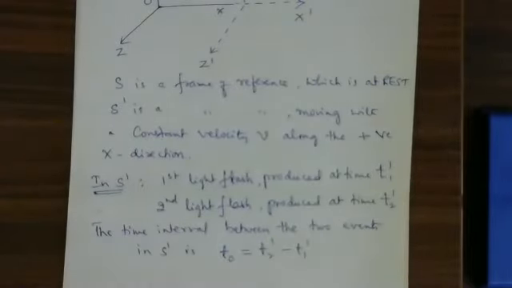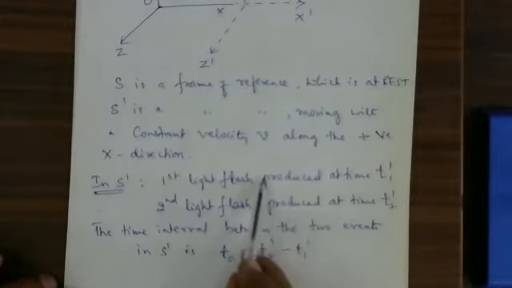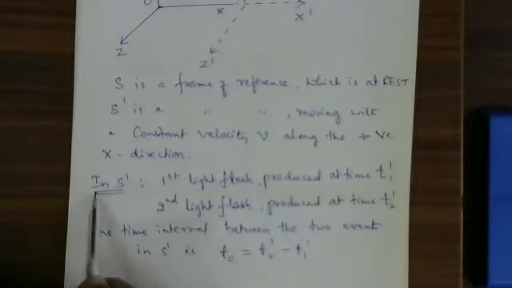Understand clearly? All these things are very easy to understand if you listen. If you are not listening properly, you cannot understand these ideas neatly. So T0 is equal to T2 dash minus T1 dash. This is the time interval. This is a time gap. It is a time interval between one flash of light to another flash of light in the frame S dash.